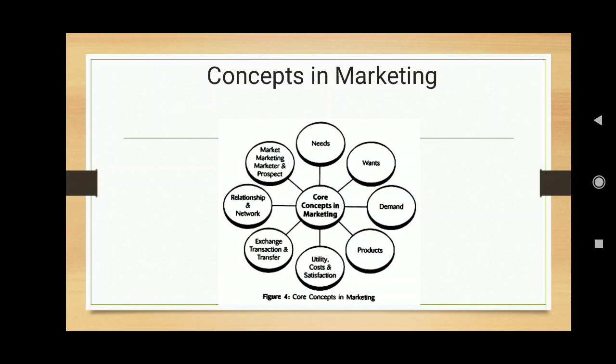You can see in this image the concepts are needs, and in an earlier class we also discussed what needs are and how they become wants, and how when wants are backed by monetary capacity to buy something, it creates demand for certain goods and services, right? So the concepts of marketing, please do remember: needs, wants, demand, products, utility, costs and satisfaction, exchange, transaction and transfer, relationship and network, market, marketing, marketer and prospect.